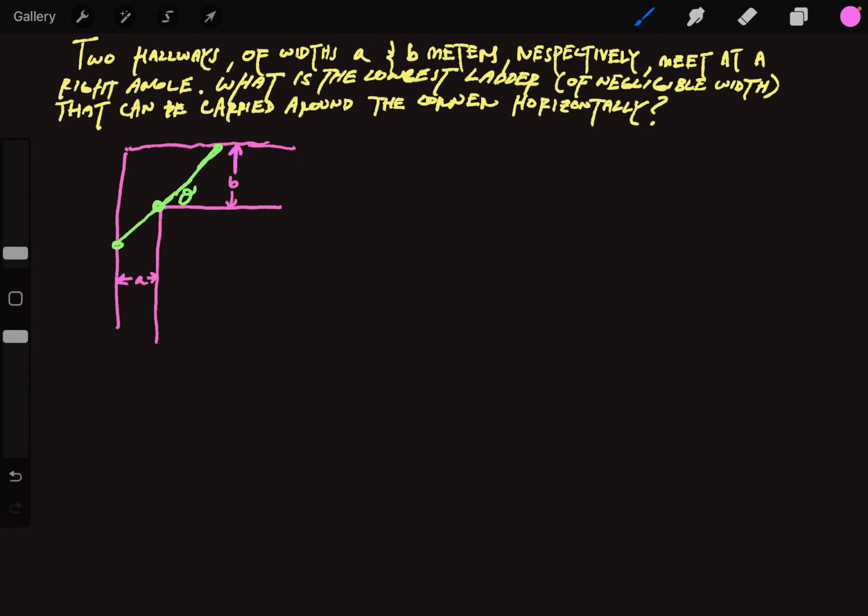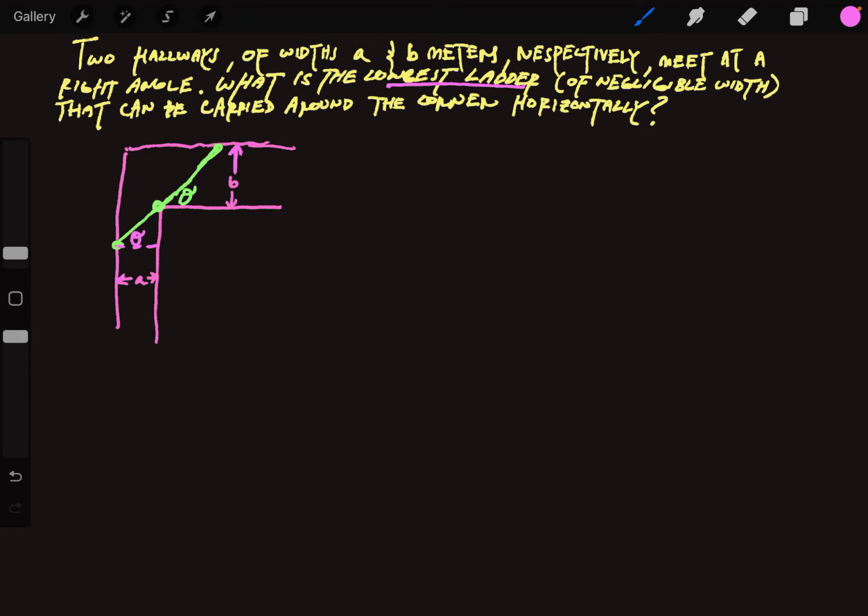Now, the angle that it makes with this here is going to be theta, and you should also see that if I draw this line here, that's also going to be theta. These two angles will be equal. We want to know what is the longest ladder that can actually be navigated around this corner here.